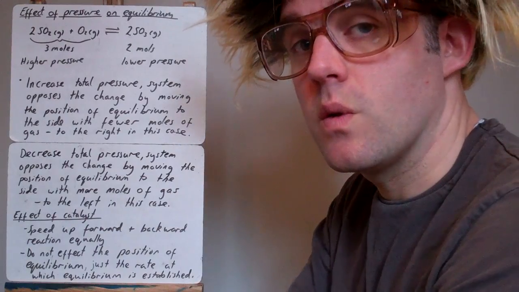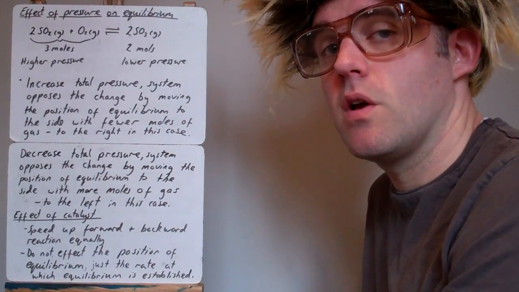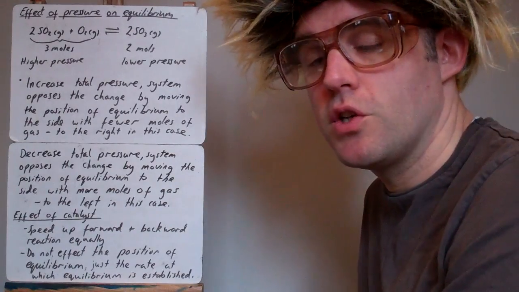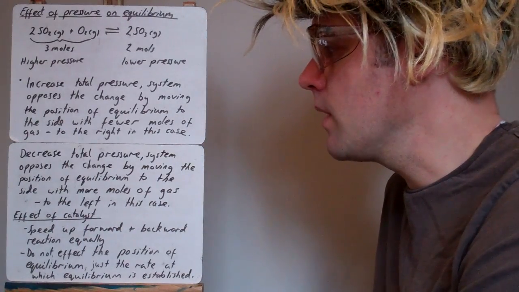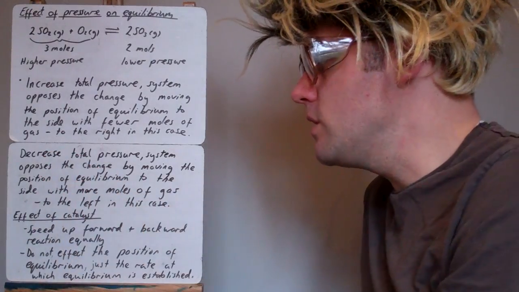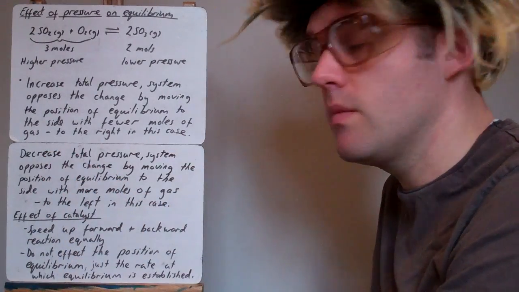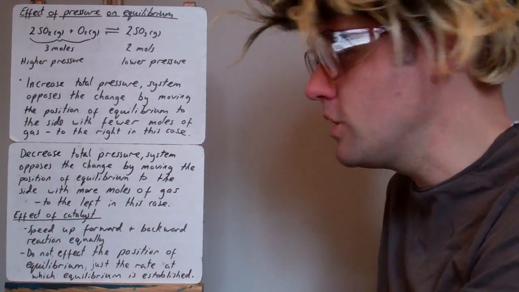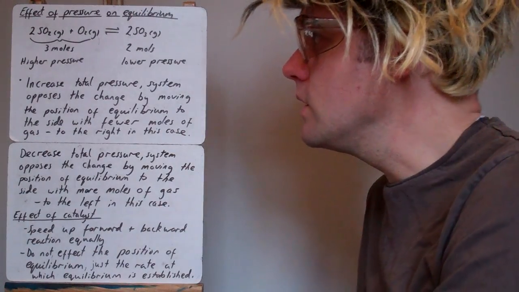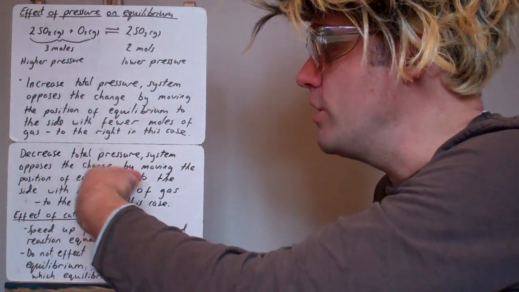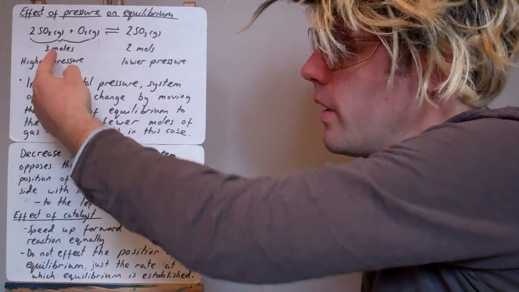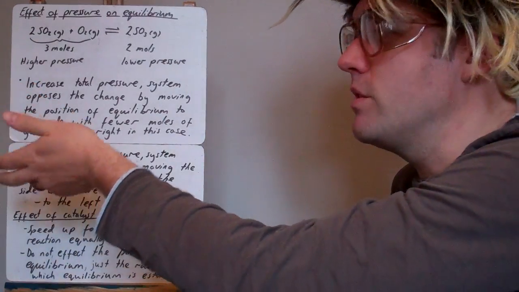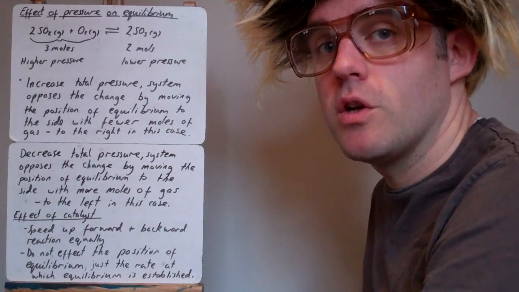So every time you look at these equations, look at how many moles of gas you've got on each side of the equation. And then remember that if you increase pressure, it goes to the side with fewer moles of gas. If instead we decrease the total pressure rather than increase it, the system again opposes the change, and it does this by moving the position of equilibrium to the side with more moles of gas. So there's more moles of gas there. So we've decreased the pressure, it's going to try and increase the pressure by going to this side. So in this case it's to the left. So for different reactions it could be different whether it's the left or right depending on the ratio of moles.